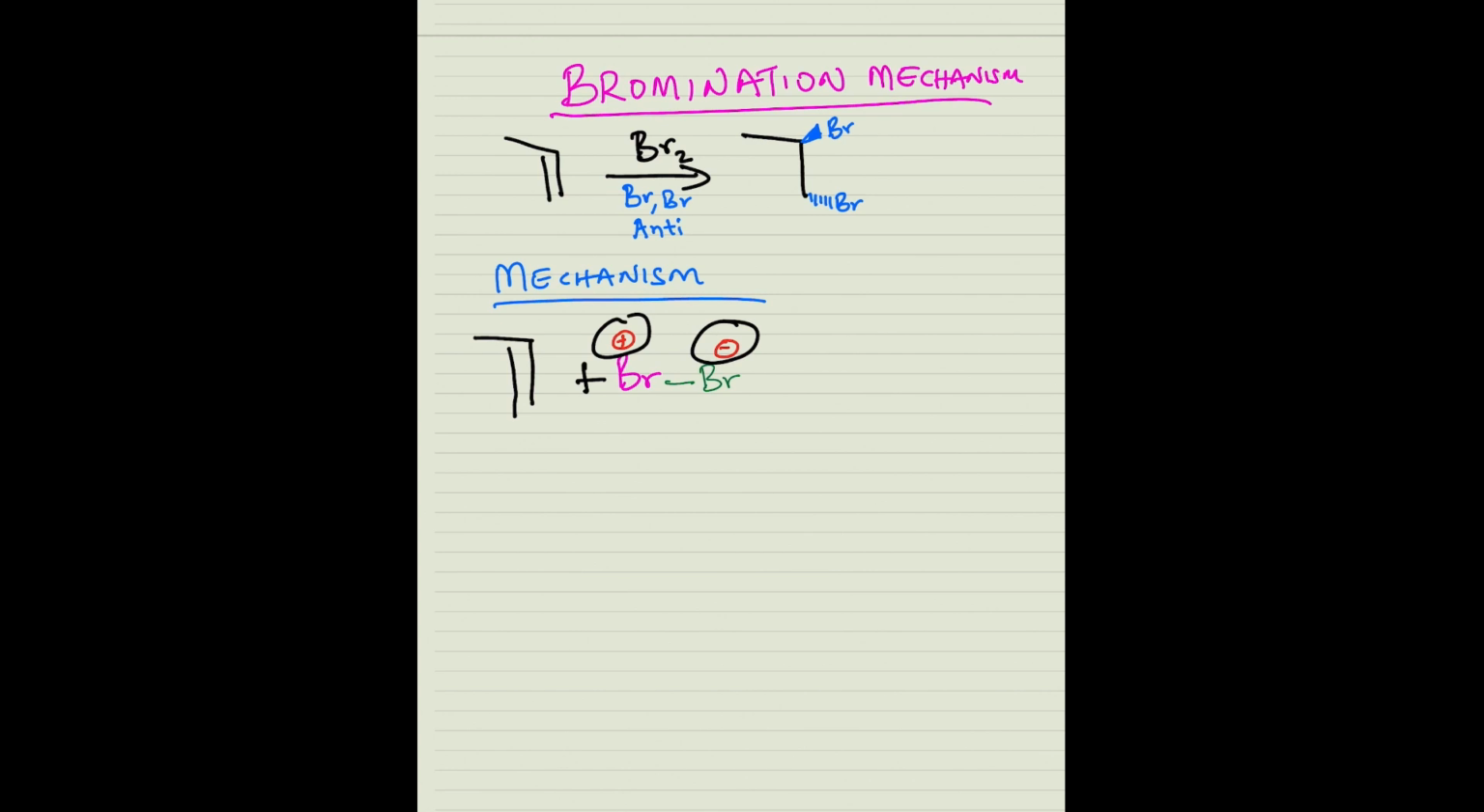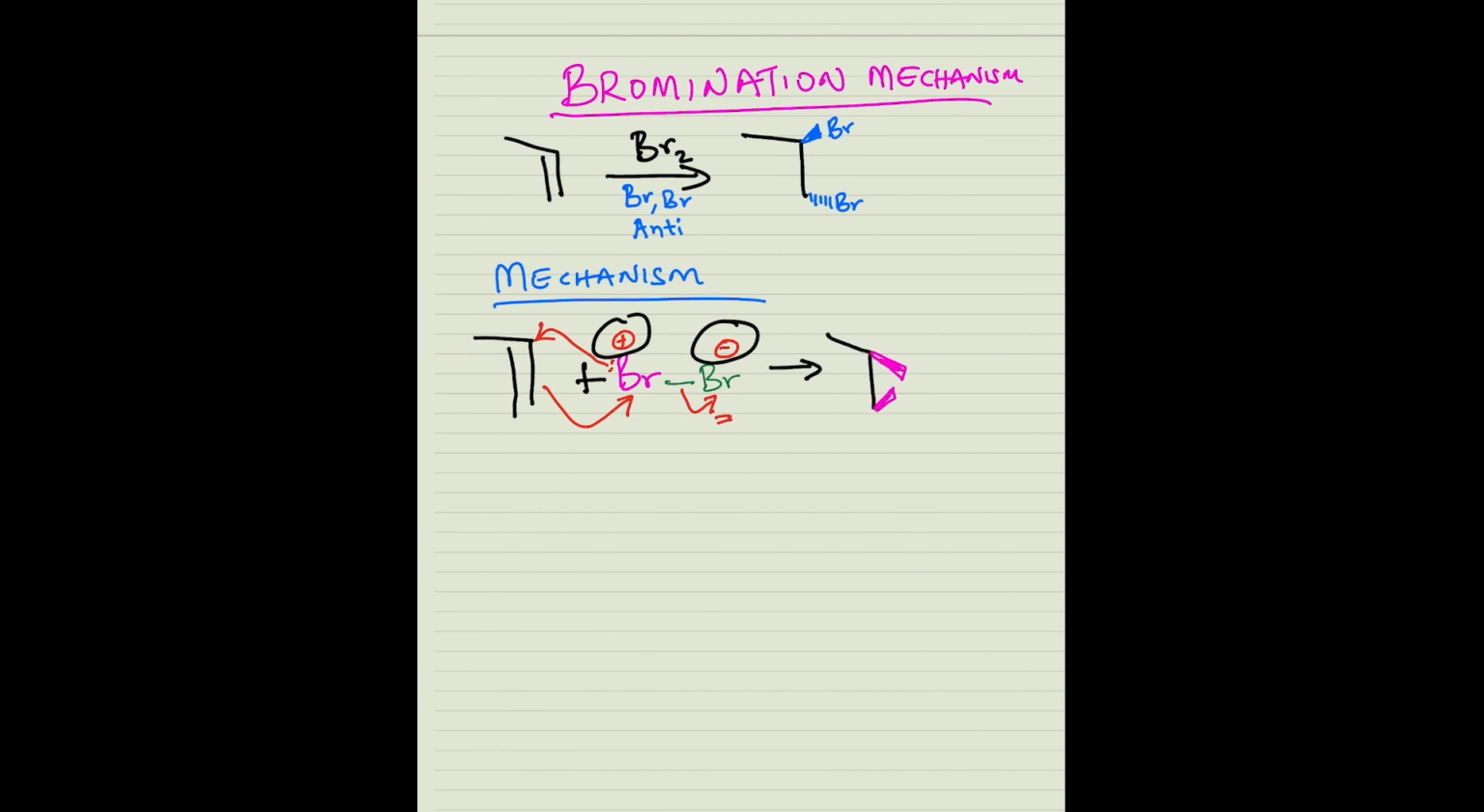The first step will involve a nucleophilic attack by the double bond because it has high electron density, and it's going to attack the bromine that looks like it's positive, so that's the electrophilic bromine. At the same time, the bromine has lone electron pairs, and those lone electrons will go back and attack the other carbon. So you end up with a cyclic addition. And at the same time, you break the bromine-bromine bond to make this bromine a negative charge.